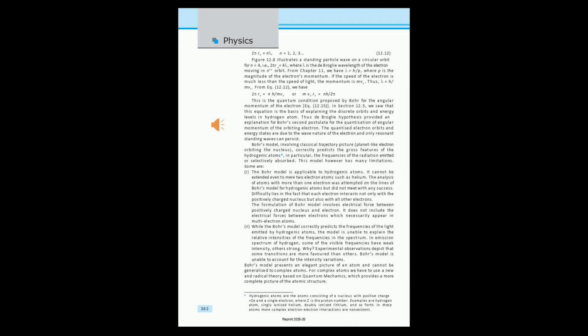In the emission spectrum of hydrogen, some of the visible frequencies have weak intensity, others strong. Why? Experimental observations depict that some transitions are more favored than others. Bohr's model is unable to account for the intensity variations. Bohr's model presents an elegant picture of an atom but cannot be generalized to complex atoms. For complex atoms we have to use a new and radical theory based on quantum mechanics, which provides a more complete picture of the atomic structure.